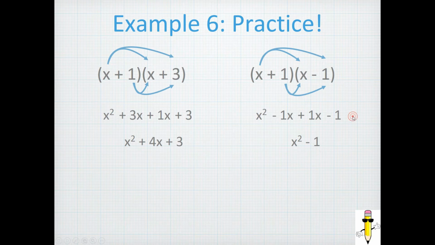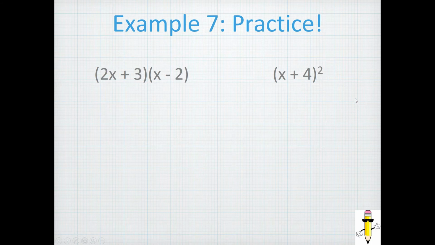so that becomes x squared minus 1. So, example 7, we have 2x plus 3 times x minus 2, and then our other example is going to be x plus 4 squared. So this, I'm going to get to in just a second. Let's take a look at this first one. So we're going to apply the 2x to everything that's on the other side, like so. And then we're going to take the 3 and we're going to apply it to the x and then the minus 2.